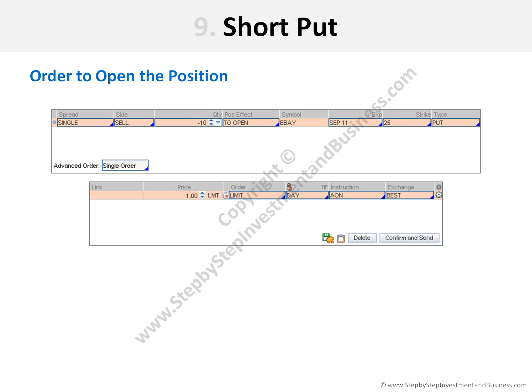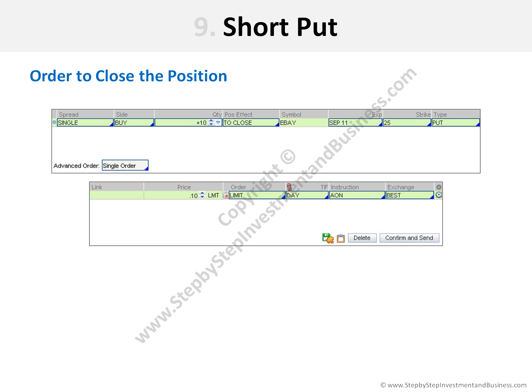Here we can see the order we must enter to open the position. It consists of selling 10 eBay puts with a strike price of $25 and expiration in September 2011. In the side column, we select the action Sell to indicate the sale of options, and in the Position Effect column, we select the option to open, to indicate that we want to open a new position. The entered price is $1, and the order type is limit. That is, we want to sell the options at a minimum price of $1.